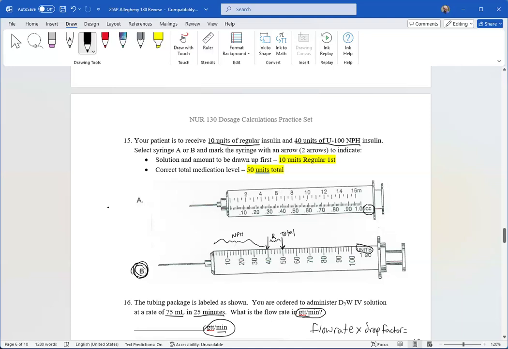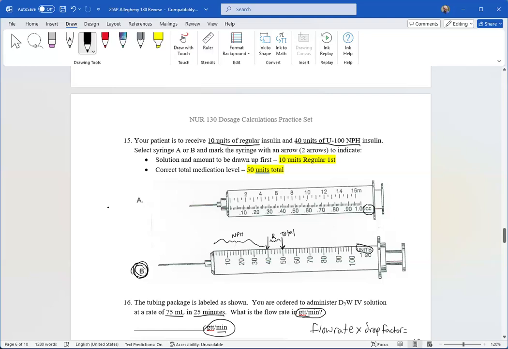Now, for those of you who have actually done this procedure, or if you even just watched the videos on YouTube, as soon as you draw up the regular, you just draw up the 10, then you draw up the NPH. When you're drawing it up, it all mixes together. So there is no separation, but this is how they want you to mark it for this particular type of question. I posted in the OneDrive shared folder. As soon as you open it, it says mixing insulin, and there's an image, and it's from a textbook, and it shows you exactly how they want you to mark it. So the only thing that would change is the numbers here, right?